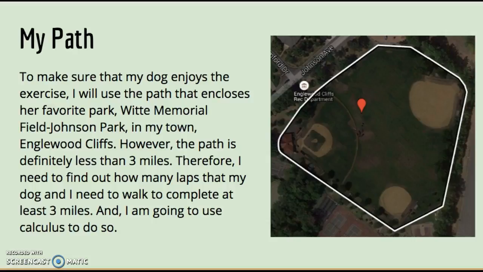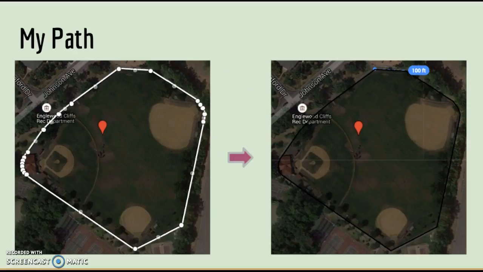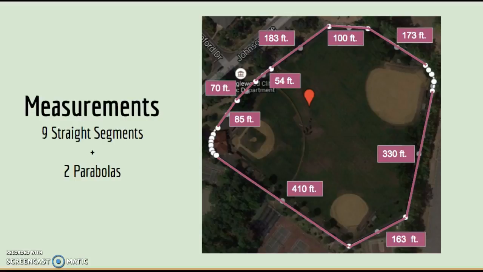Therefore, I needed to find out how many laps that my dog and I need to walk to complete at least 3 miles. And I'm going to use calculus to do so. Using the measuring tool in Google Maps, I measured all of the straight segments, as you can see in the picture on the right. So, I was able to find that this path consisted of 9 straight segments and 2 curves.